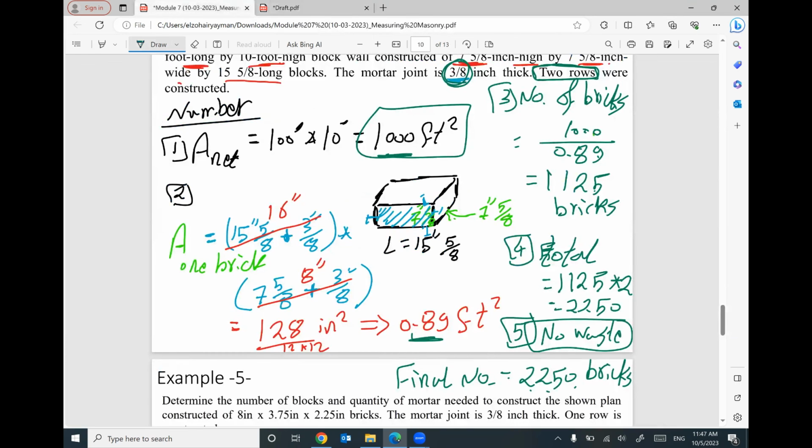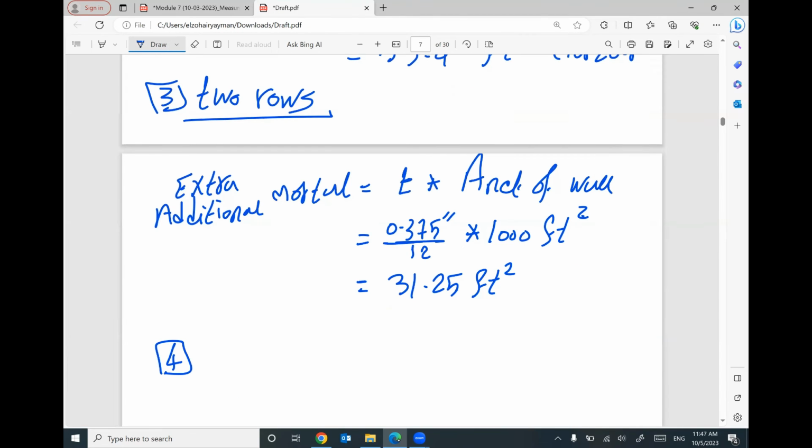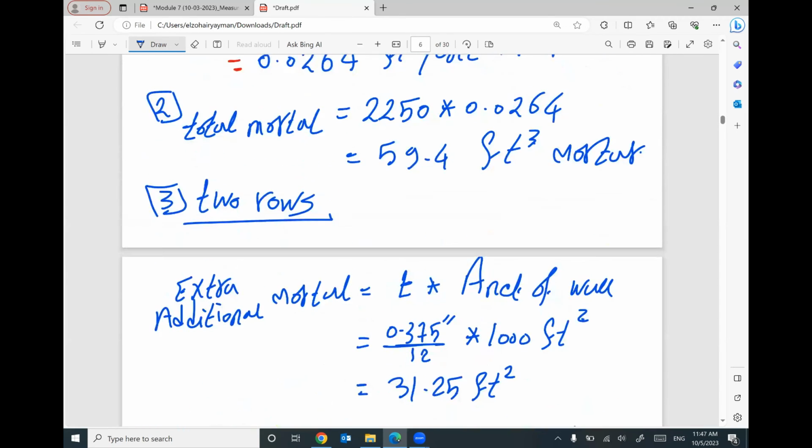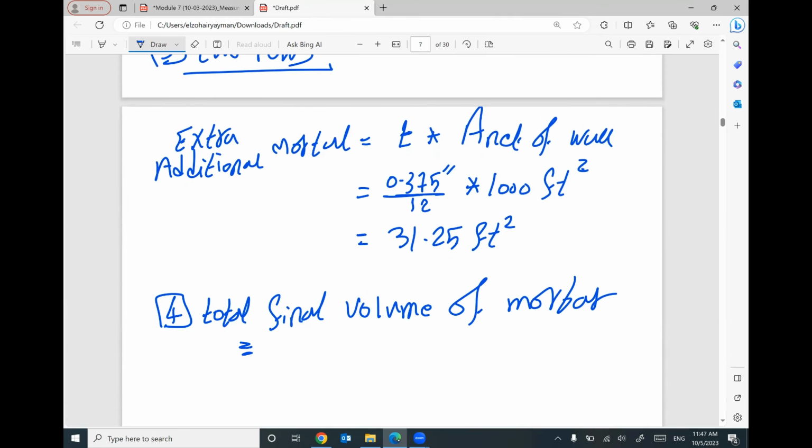We have extra? No, we don't have extra. So the total final volume of mortar will equal the amount needed here, 59.4, plus the extra amount needed here for the 2 rows. So the total will be 90.65 cubic feet.